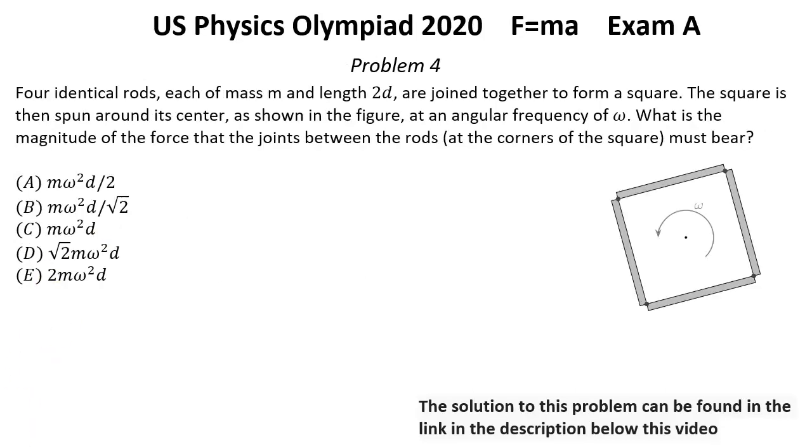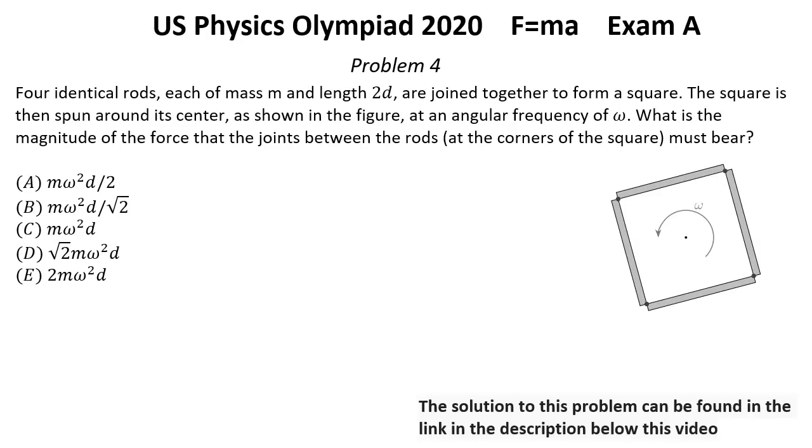Problem number 4. 4 identical rods, each of mass m and length 2d, are joined together to form a square. The square is then spun around its center as shown in the figure at an angular frequency of omega. What is the magnitude of the force that the joints between the rods at the corners of the square must bear?